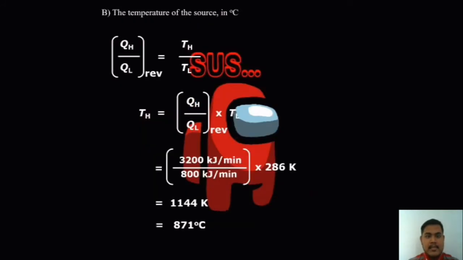Okay, next, the temperature of the source in degrees Celsius. So we need to find the TH. The equation is QH over QL equal to TH over TL. So we need to derive the equation, which is TH equal to QH over QL times TL. So we need to insert the value we can get from the equation: 3,200 kilojoule per min over 800 kilojoule per min times 286 Kelvin. And we can get 1144 Kelvin. So we need to convert to degrees Celsius, which is 871 degrees Celsius. So that's all for me.